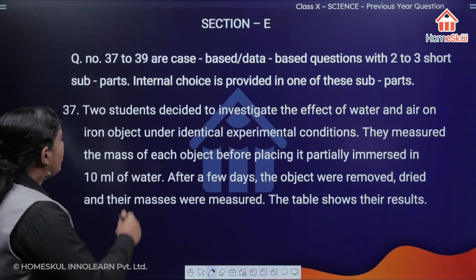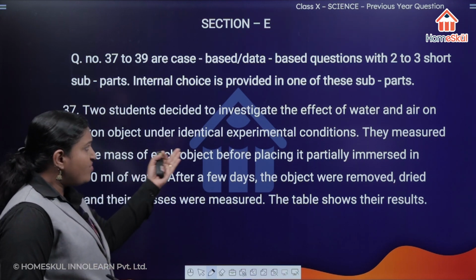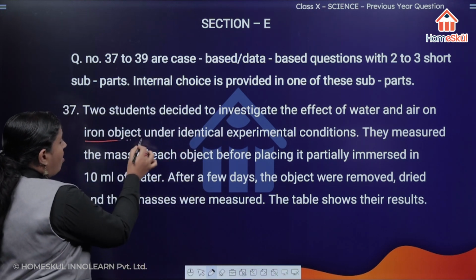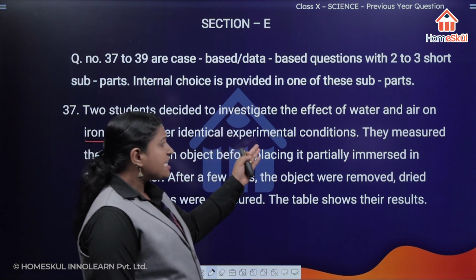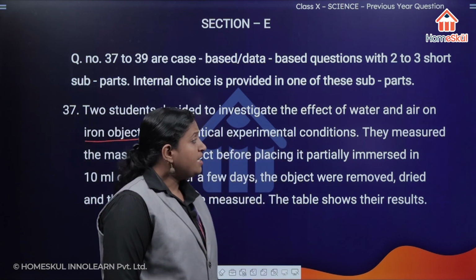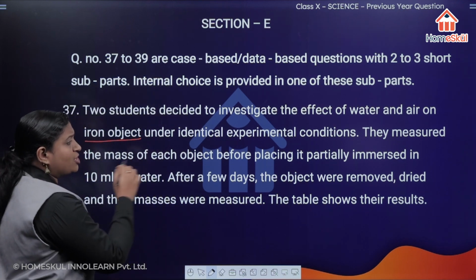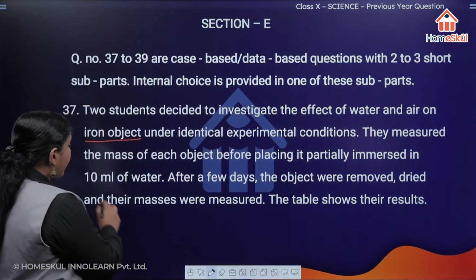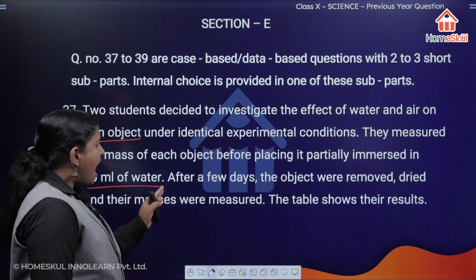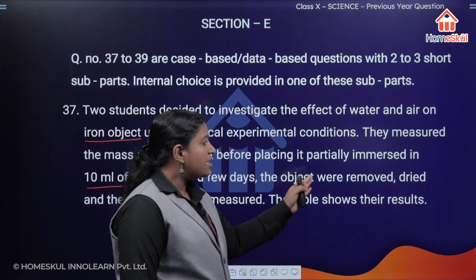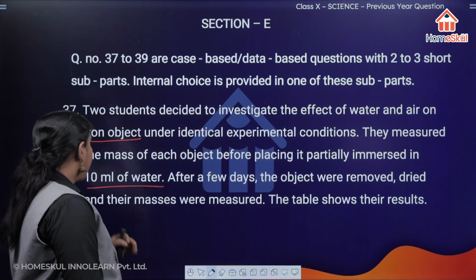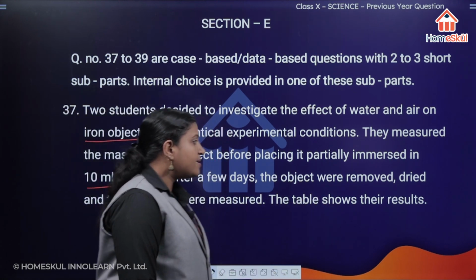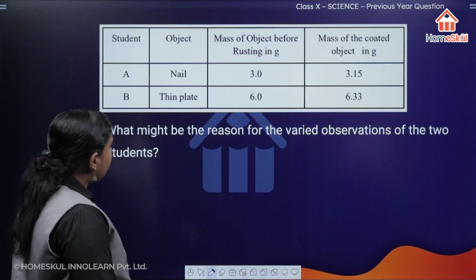Question number 37. 2 students decided to investigate the effect of water and air on iron objects under identical experimental conditions. They measured the mass of each object before placing it partially immersed in 10 ml of water. After a few days, the objects were removed, dried, and their masses were measured. The table shows their results. And the result is like this.